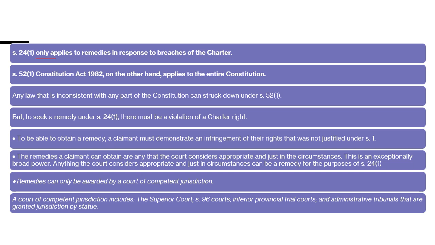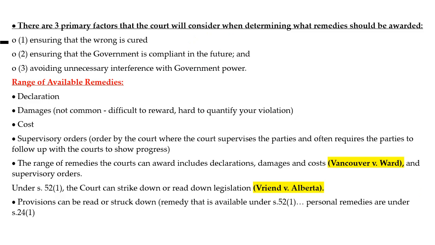So section 24(1) only applies to remedies in response to a breach of a charter right. If you have to go to the entire constitution, including the charter, including everything, then you have to go to section 52. Any law that is inconsistent with any part of the constitution can be struck down under section 52, but to seek a remedy under section 24(1), there must be a violation of a charter right. So this is important. Remedies can only be awarded by a court of competent jurisdiction, which includes the Superior Court. Section 96 talks about this.